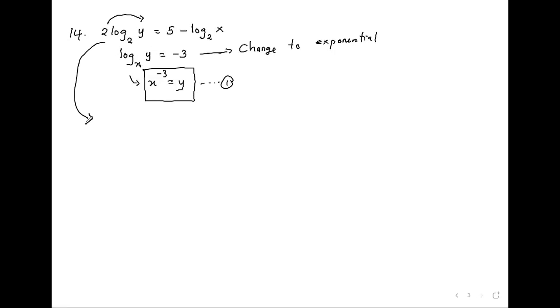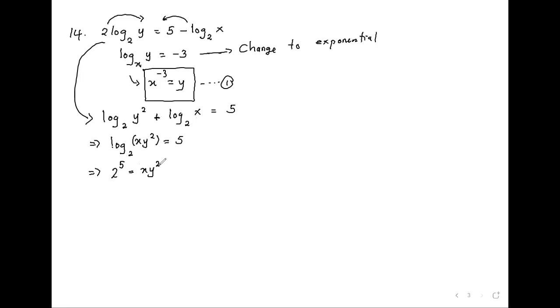Then we come to the other one. We take 2 in the power, so we have log 2y squared, and then take this side, it becomes plus log 2x is equal to 5. What next? If there is plus here, then you bring together by multiplication. So we get xy squared is equal to 5. Then what next? You raise. So you have 2 to the power of 5 is equal to xy squared.